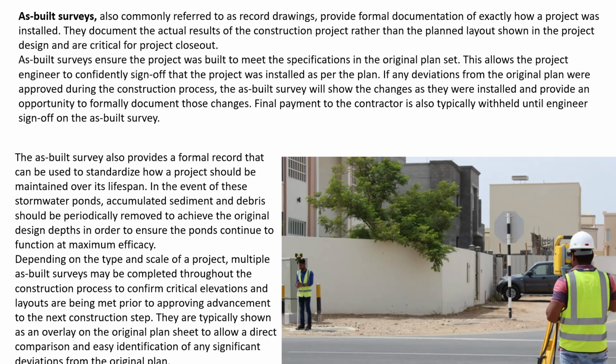If any deviations from the original plan were approved during the construction process, the as-built survey will show the changes and how they were installed and provide an opportunity to formally document those changes. Final payment to the constructor is also typically withheld until engineer sign off on the as-built survey. The as-built survey also provides a formal record that can be used to standardize how a project should be maintained over its lifespan.